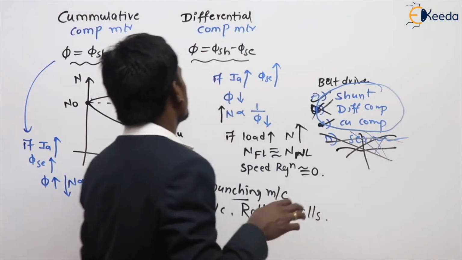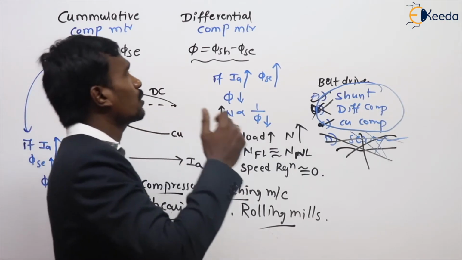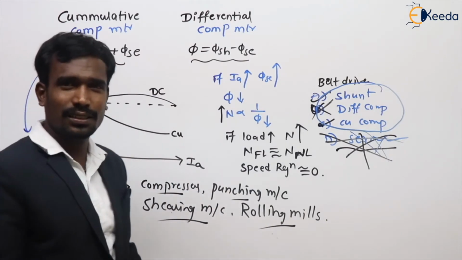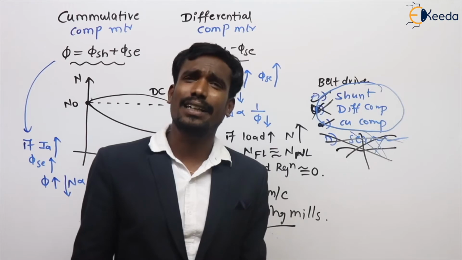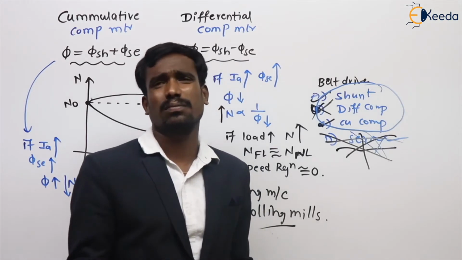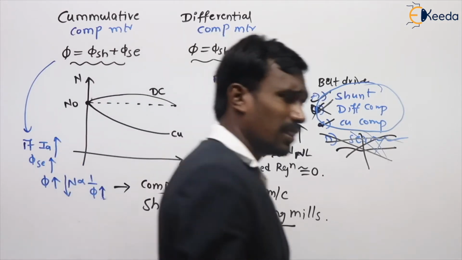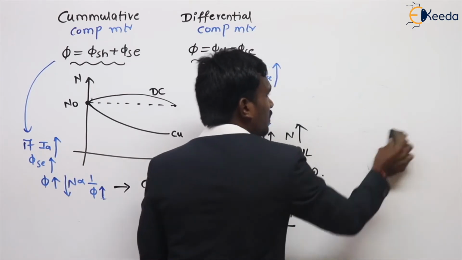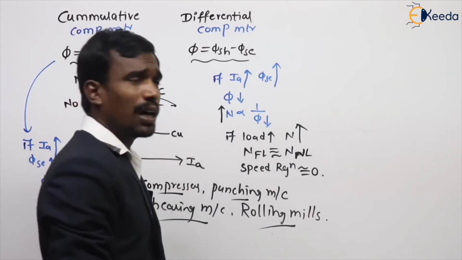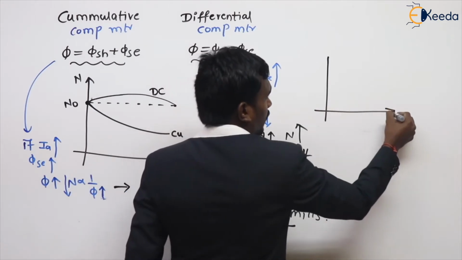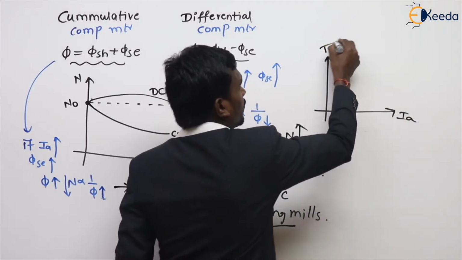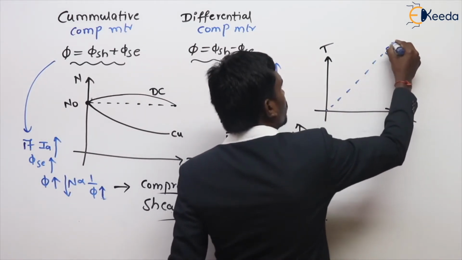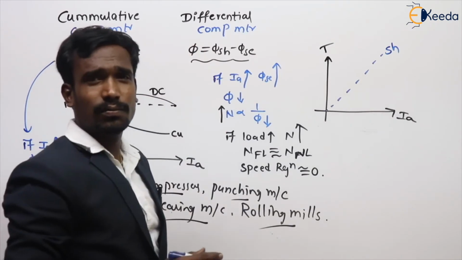Okay, so these are the questions on differential and cumulative compound motors and their speed characteristics. Sir, what about torque characteristics? The torque characteristics are similar. So let's go for torque characteristics. I am going to draw the torque characteristics here for differential and cumulative compound. See, here the armature current and here the torque. Actually, this is the shunt motor torque. It should be like this.